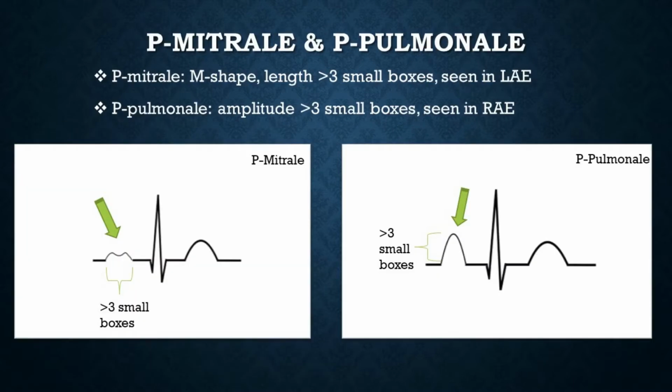The conditions that will change how the P wave looks, and in which lead are you going to look for changes? Yes, in lead 2 again, are the P-Mitrale and the P-Pulmonale. P-Mitrale has the characteristic notch or M-shaped form. Its length will exceed 3 small boxes and is seen in left atrial enlargement. On the exams, it will be pretty obvious on the EKGs. The P-Pulmonale, seen in right atrium enlargement, will present with a P wave amplitude more than 3 small boxes.